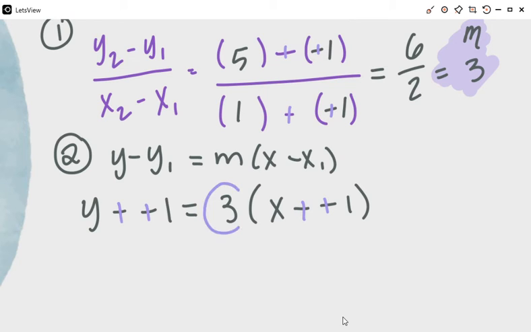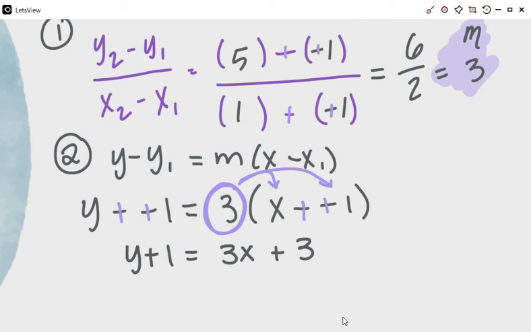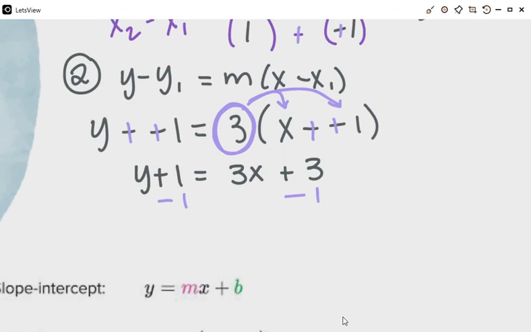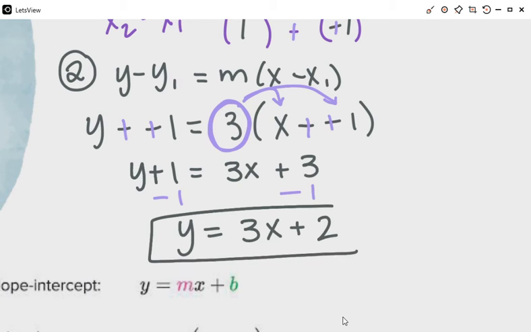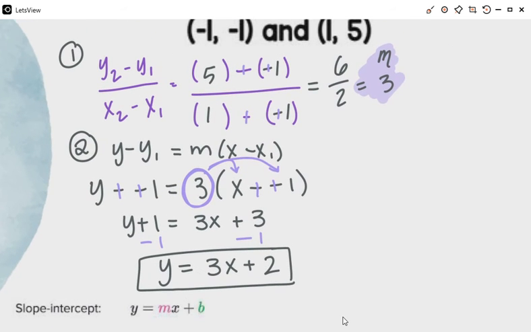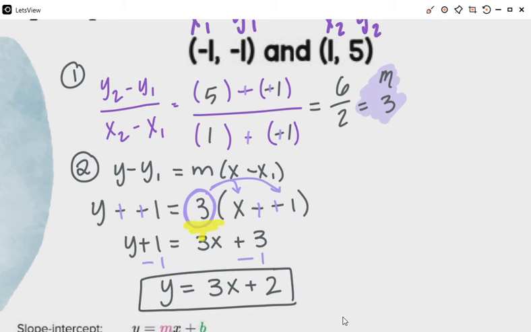And now we have this 3 outside touching our parentheses. We need to distribute. So we have y plus 1 equals 3 times x is 3x, and 3 times a positive 1 is a positive 3. All right, so our last step, we need to get y by itself. So go ahead and subtract 1 from both sides. And so we get y equals 3x plus 2. To me, that felt nicer, but if you don't do slope-intercept, if you do point-slope, you can skip this step. So like I said, again, personal preference.